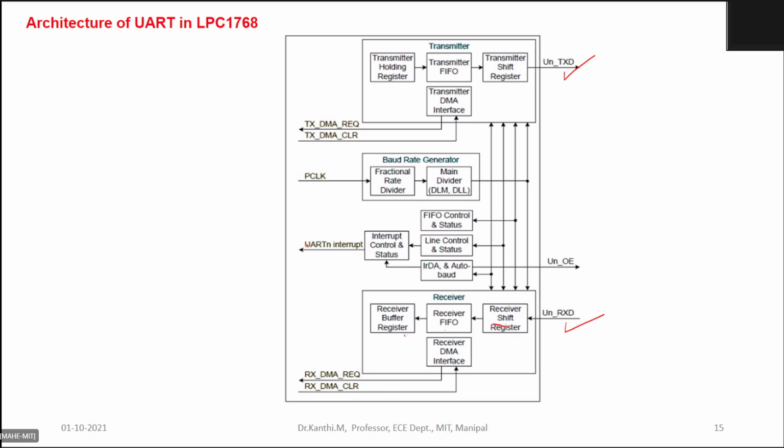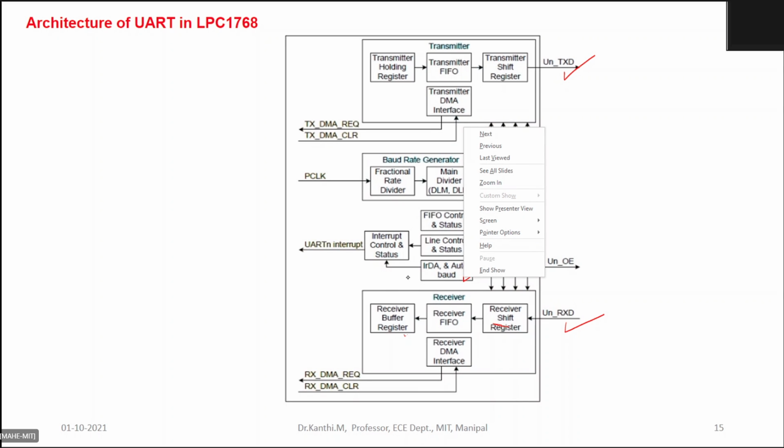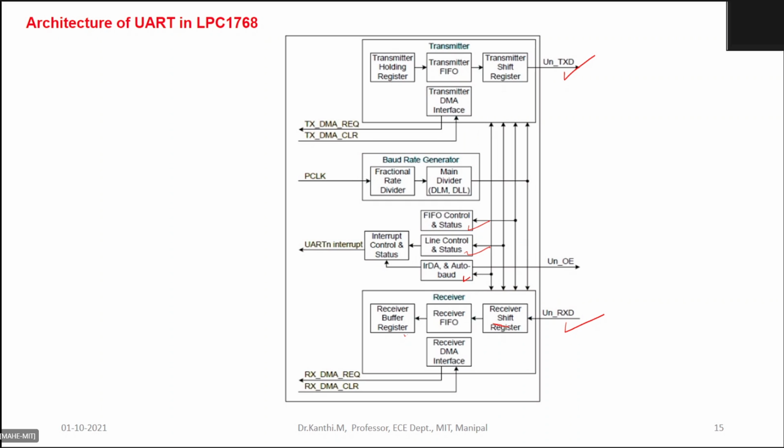Then the interrupt, the UART transmission interrupt, you have a FIFO control status, line control status, and you have IRDA and Autobaud. So these are the blocks which you can have in the UART. Then you have interrupt, control, and status. Okay, so these are all the registers which you have in the UART.